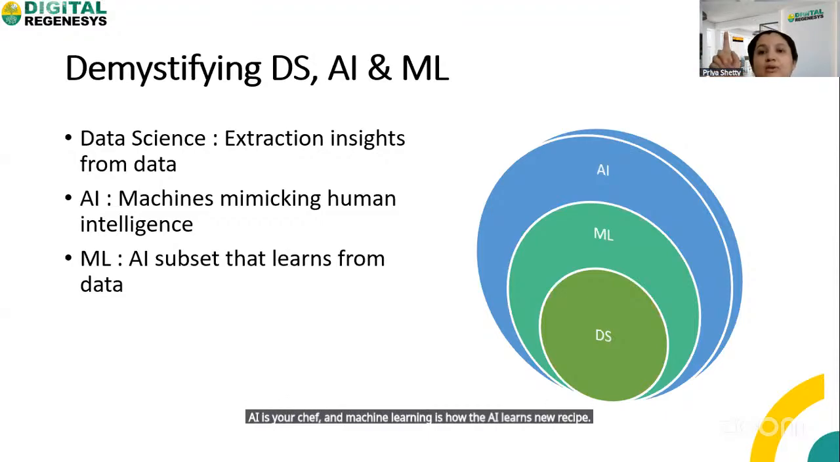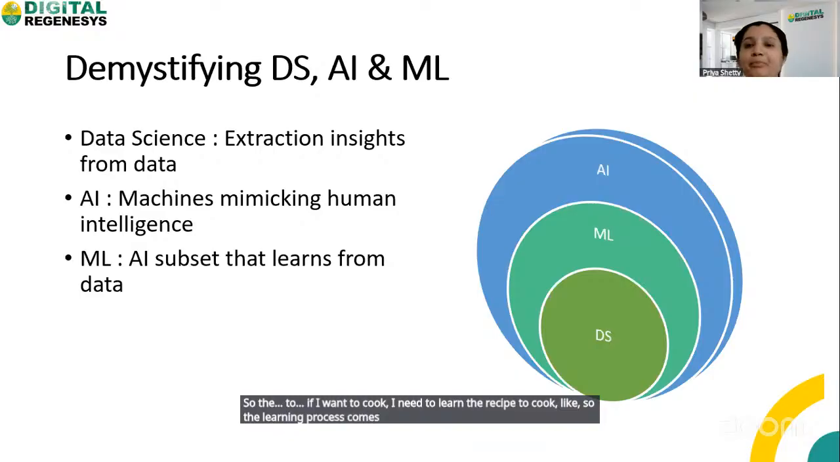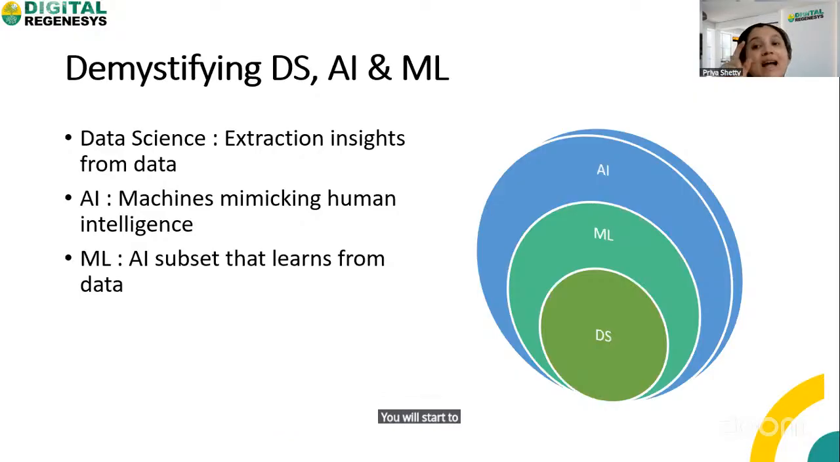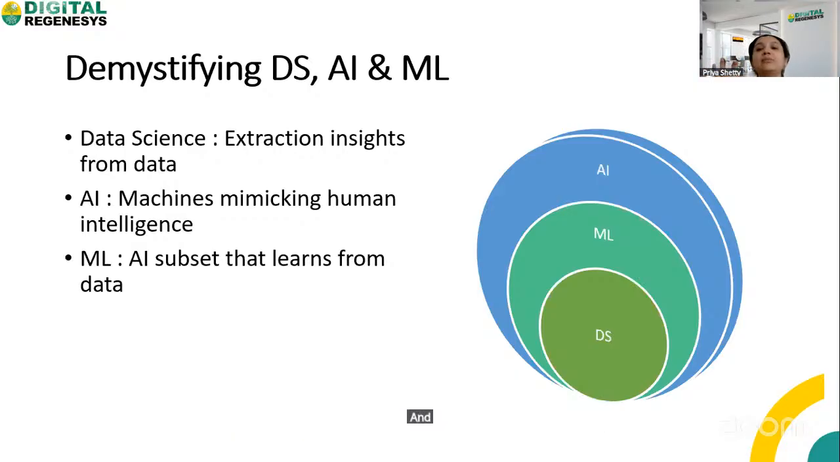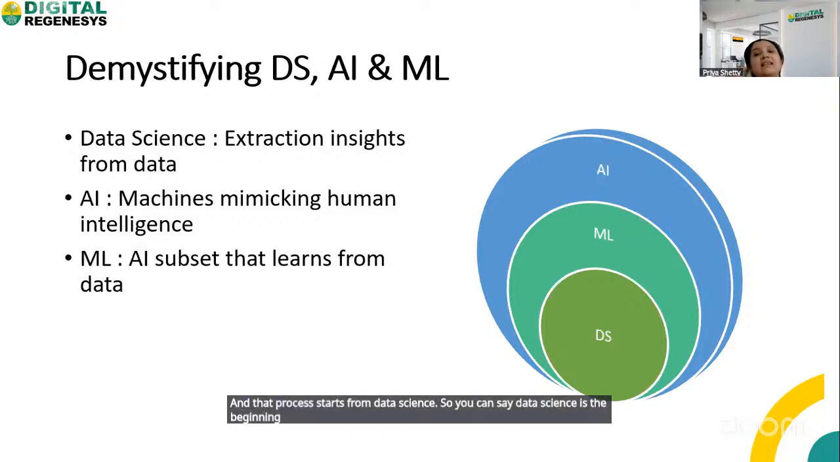So if I want to cook, I need to learn the recipe, how to cook. The learning process comes in machine learning. Once I learn, I will start to implement that. That process is AI. But how will you know what recipe and what all things are required to prepare that particular recipe? That process starts from data science. So you can say data science is the beginning, then is the learning process, and then the final product is AI.